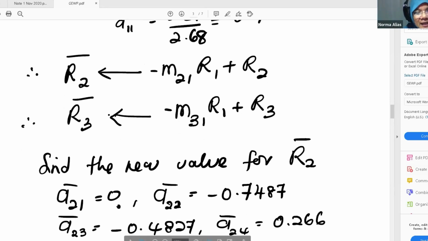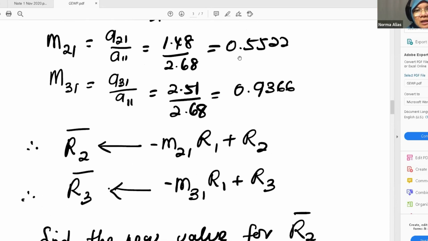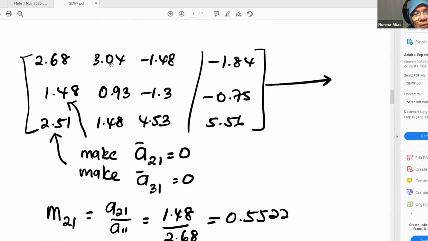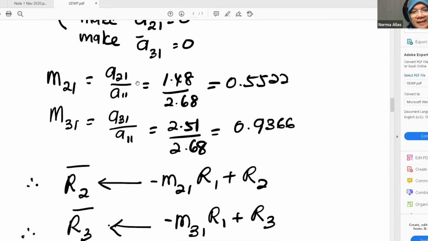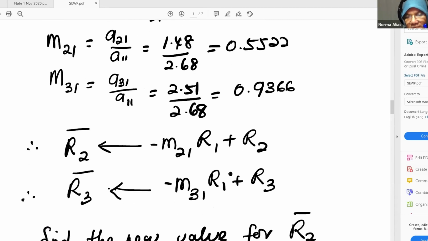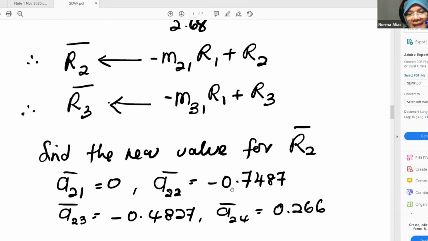All right, A21 is 0. A22, how to get A22? A22 is negative 0.5522 times R1. R1 is 3.04, plus R2 0.93. All right, so this is a formula. Use this formula for every element. I will get negative 0.7487.